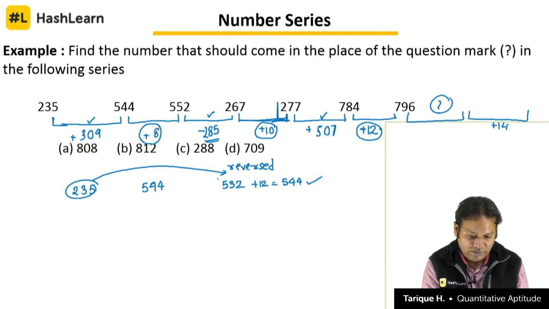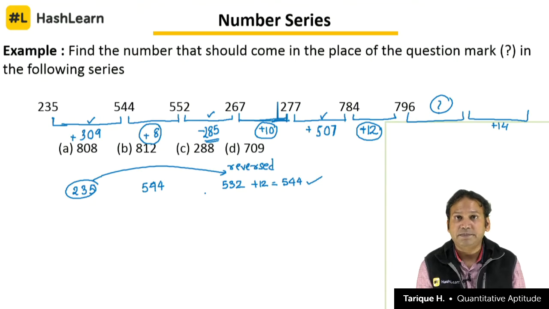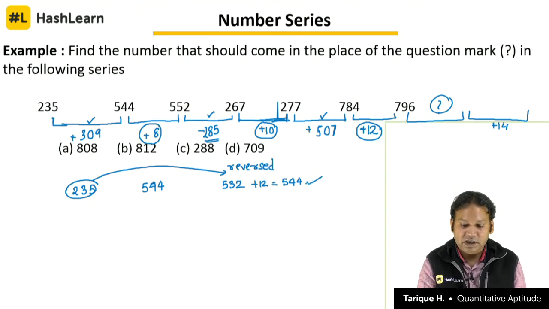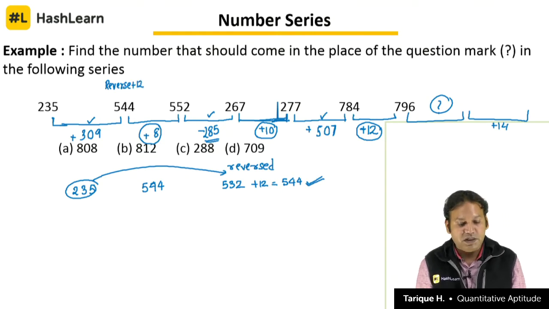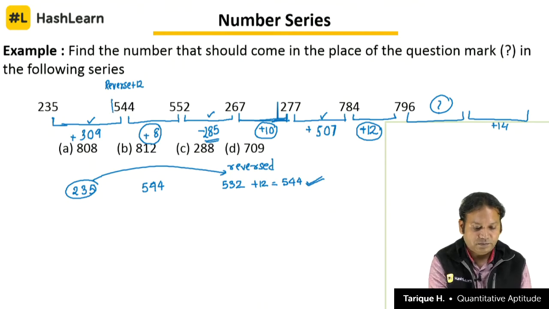Now have you seen this kind of question before, where a number is reversed and then we are adding something? It's a completely new way of looking at questions. So reverse plus 12: 235 reversed plus 12 gives you 544. 544 plus 8 gives you 552, that is clear. There is no doubt about that.